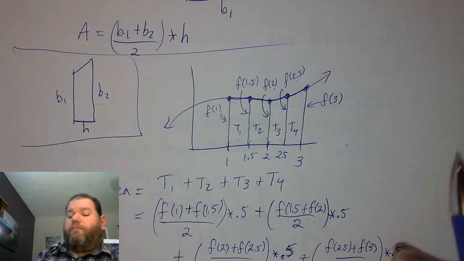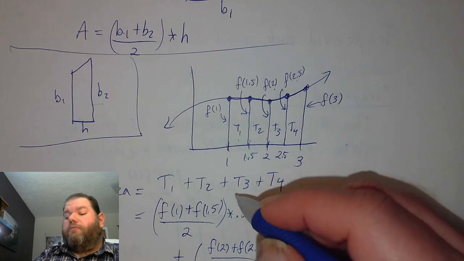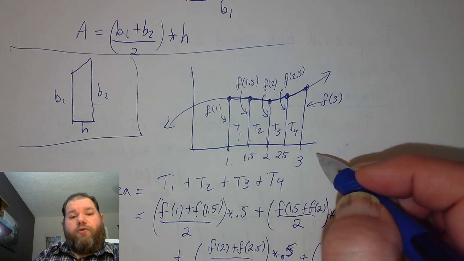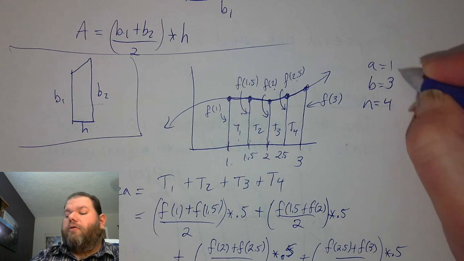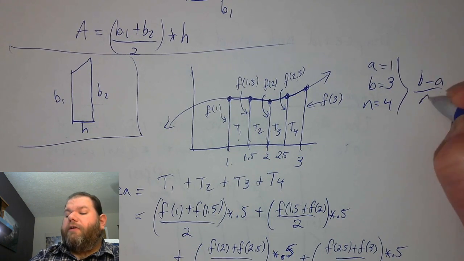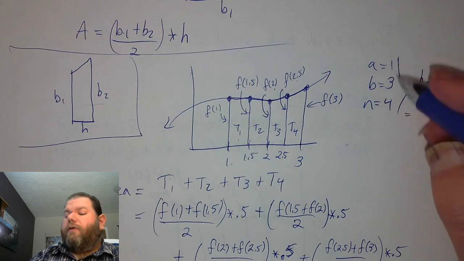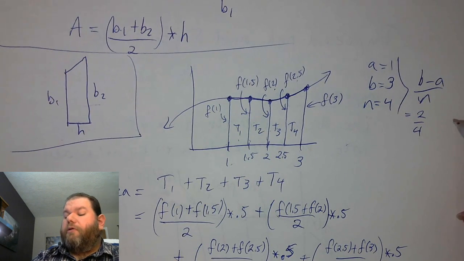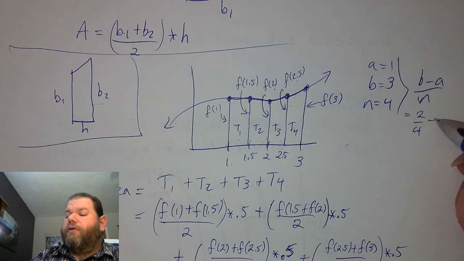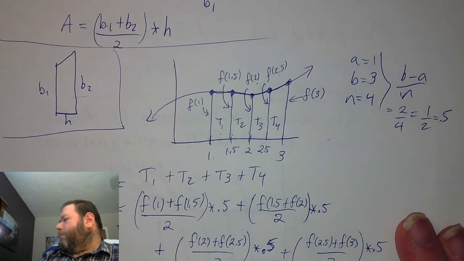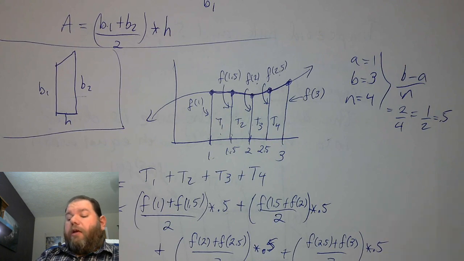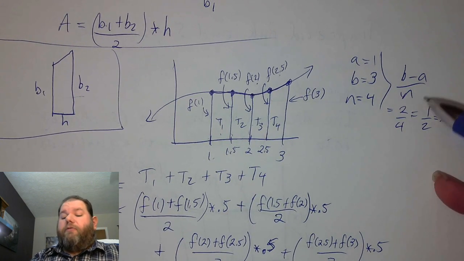In this example, b was 3, a was 1, and we had 4 trapezoids. So b minus a over n, in this case, is 2 divided by 4, which is 1/2 or 0.5. Okay? And we used a width of 0.5 everywhere we implemented it. Okay, so this will be part of it.